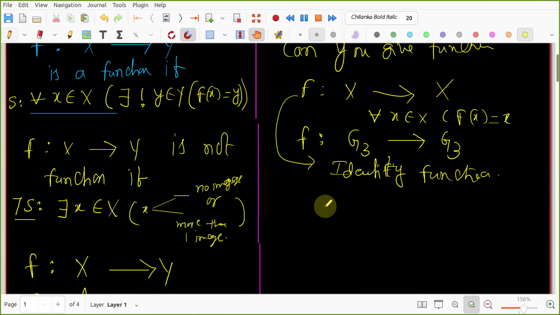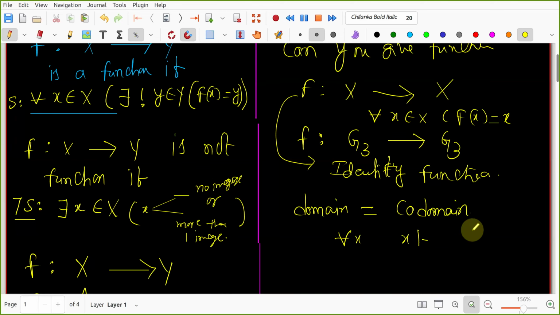When the map is from the set to the set itself and every element is mapped to itself, this is possible when domain equals codomain. In that case, given any X, it is mapped to X only. This is called identity function, right?